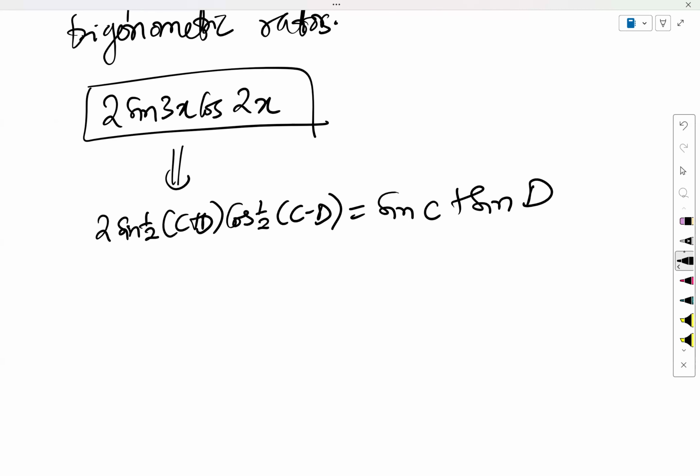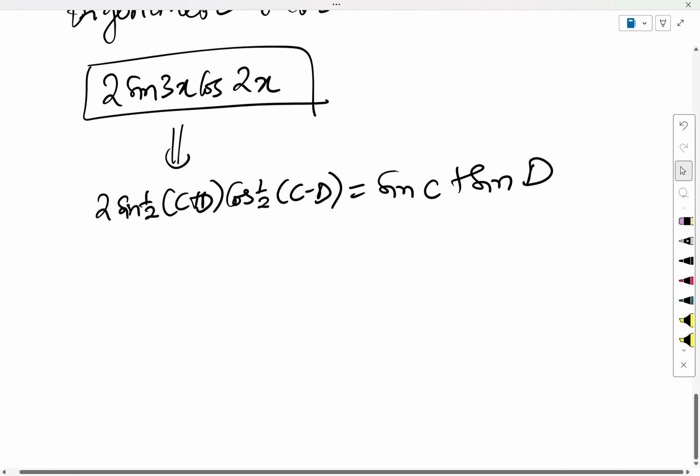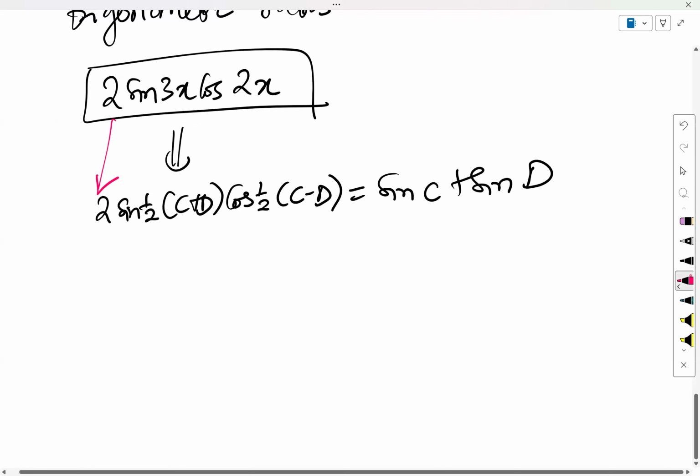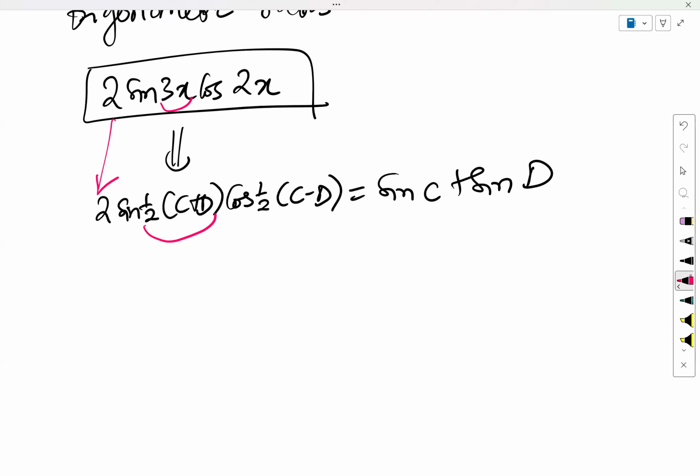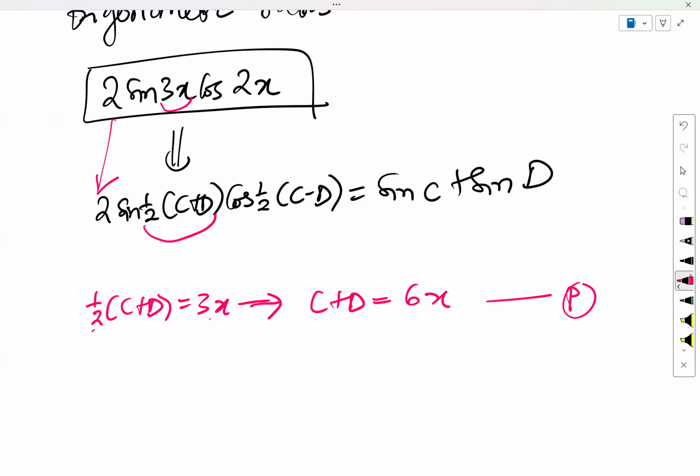So now we can establish some commonalities. For instance, this 2 is this 2. Then this 3x in front of sine is the same thing as half C plus D. So we can write that out: half C plus D is equal to 3x. If we multiply through by 2, C plus D is equal to 6x. That is 2 times 3, that is 6x. Let's call this equation P.